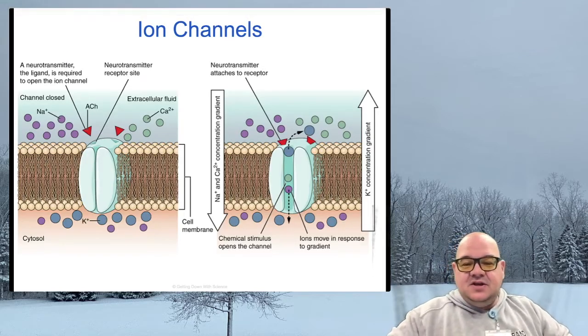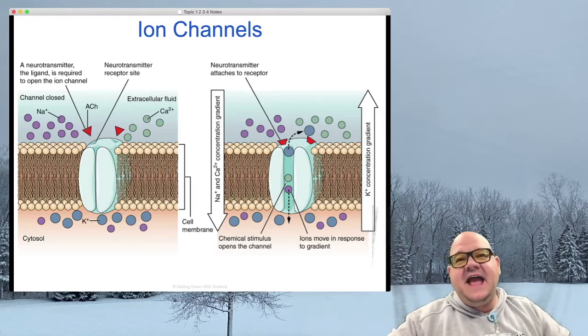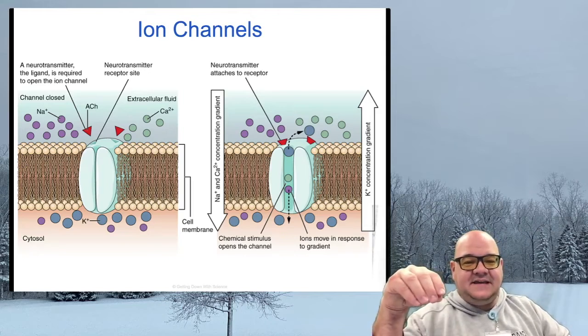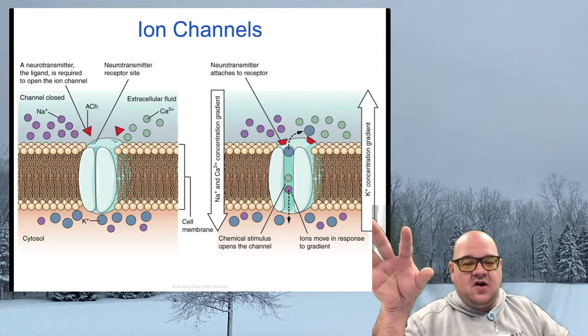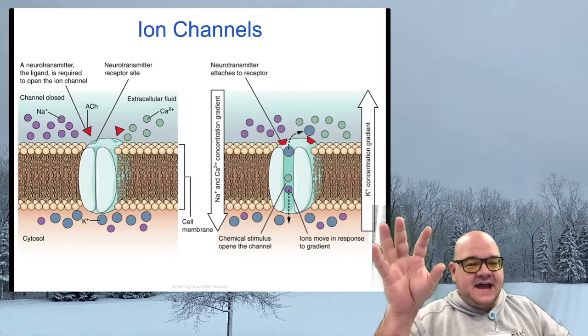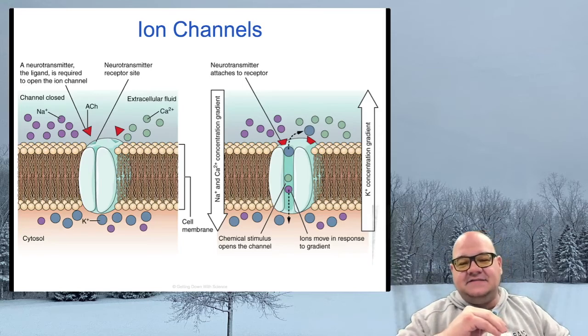Okay, so in this example, we have a neurotransmitter that's going to be the ligand. In this case, that's ACh, which you see as the little red triangle. That's your ligand. In this case, there are multiple ions involved: sodium, calcium, and potassium. Part of this is inside the cell, part of this is outside the cell.